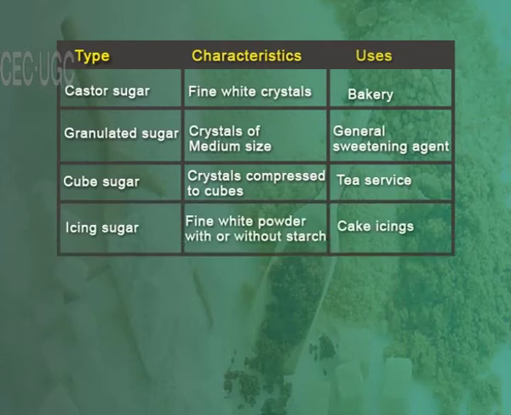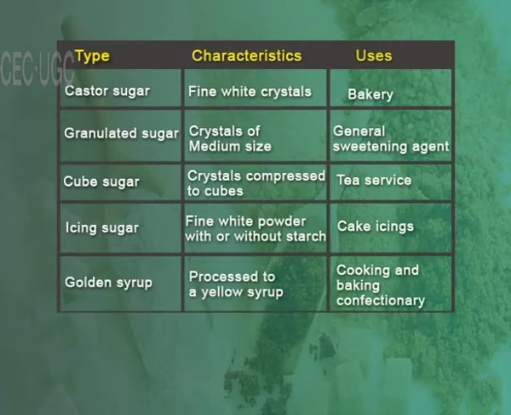And the fourth kind of sugar is icing sugar. Most of you might be aware of icing sugar because these generations are fond of cakes, pastries, etc. Icing sugar is fine white powder with or without starch. It is used for cake icings.